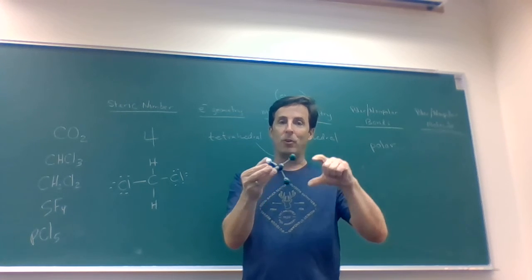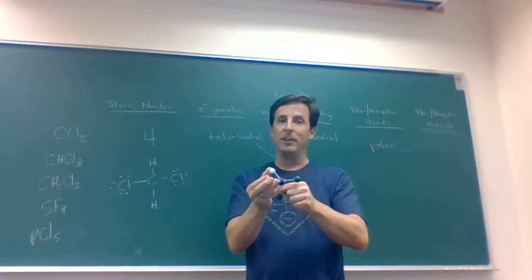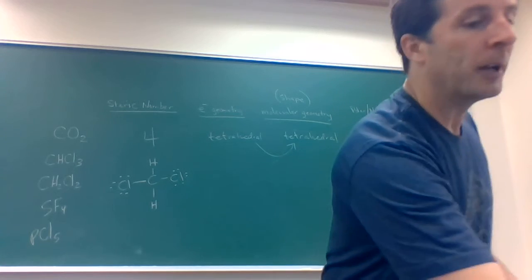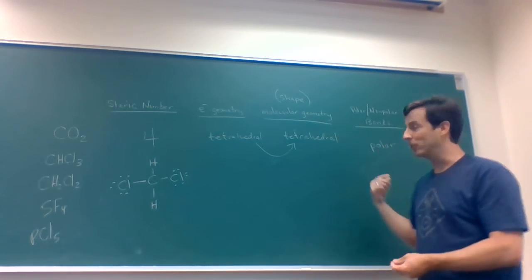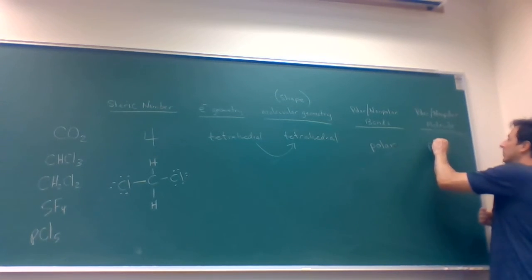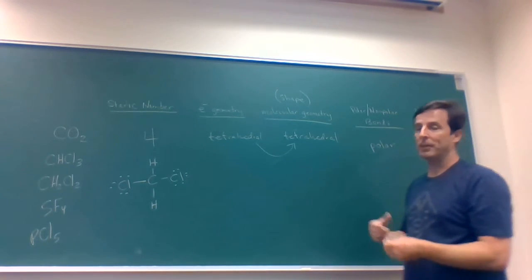The poles don't cancel each other out. The chlorines are stronger than the hydrogens are. So this molecule has polar bonds. It's not symmetrical, so the molecule stays polar. Okay, and that's the end of that one. We got two more that we'll do quickly.